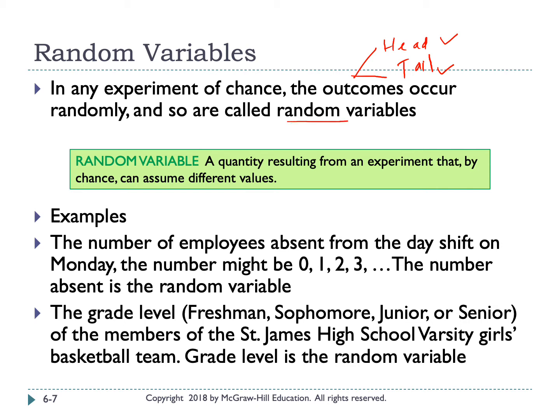So let's take other examples of random variable. The number of employees, or for instance the number of students absent in my class. I don't know whether there is no student absent in my class today, or maybe 1 student absent next week, and so on. So basically the outcomes are actually very random and I have no idea about it.